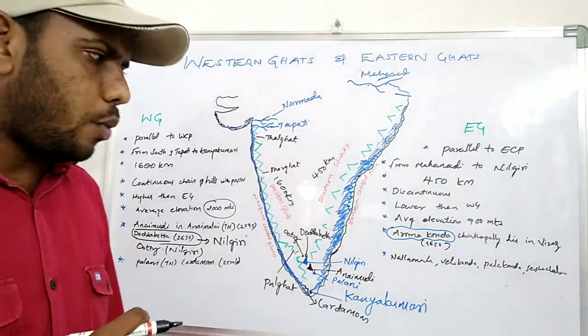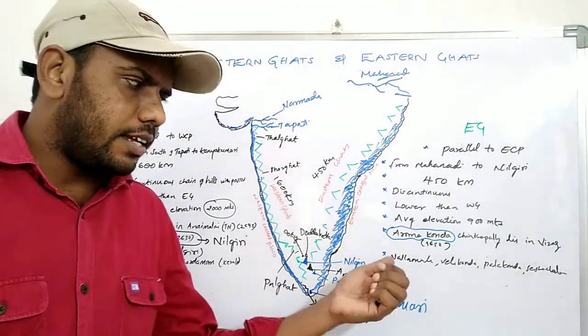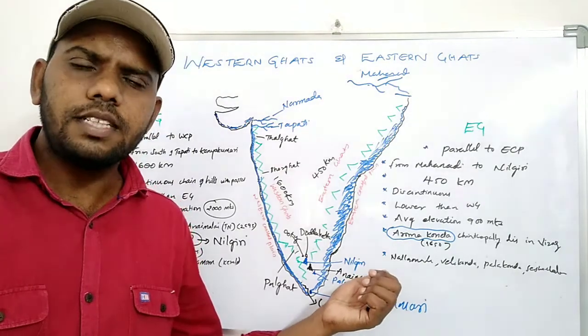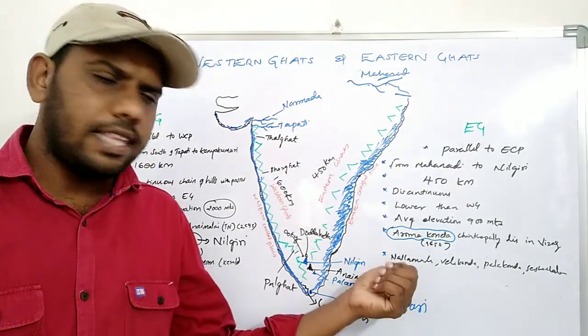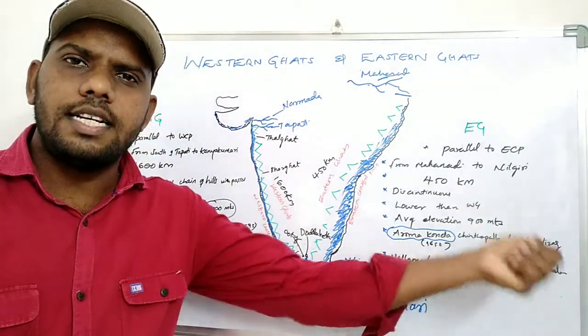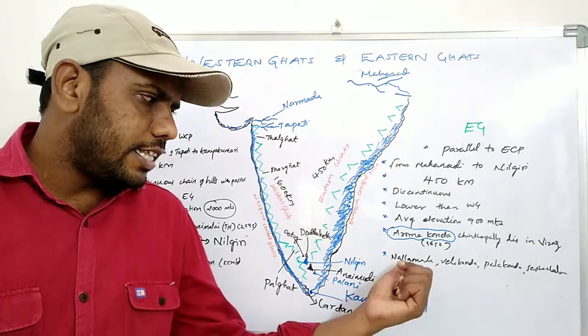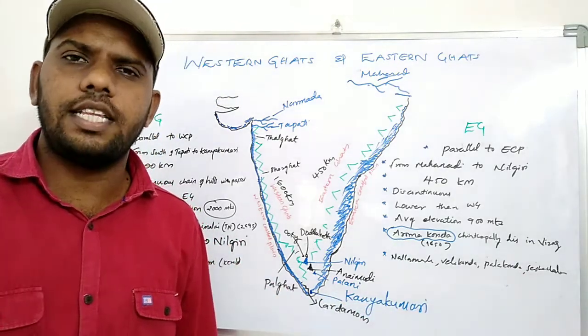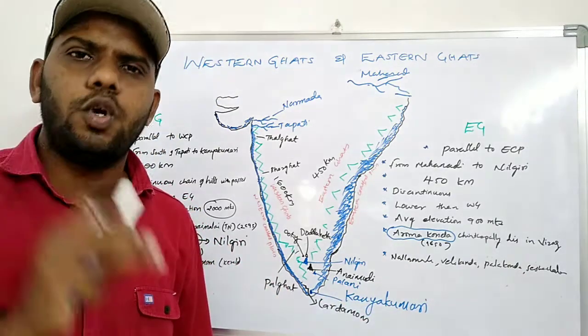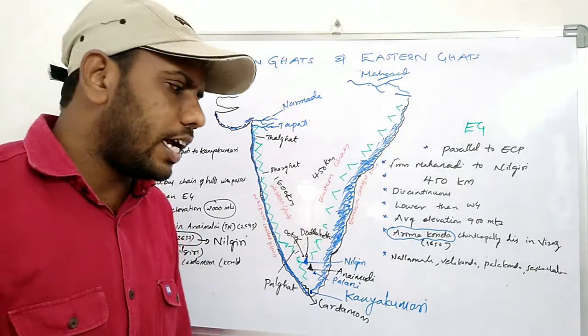So now let's look at what hill stations are found in the Eastern Ghats. The important hill stations such as Nallamala, Velikonda, Palakonda, Seshachalam, etc. are found in the Eastern Ghats. These hills are mostly found in the Kadapa and Kurnool districts of Andhra Pradesh.